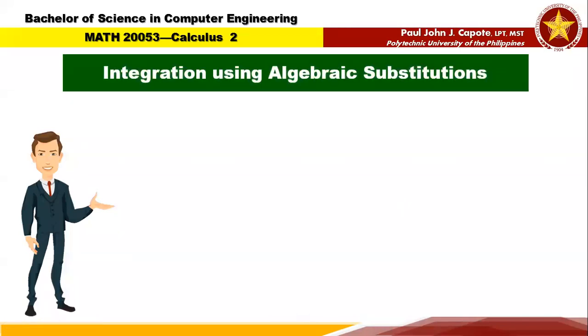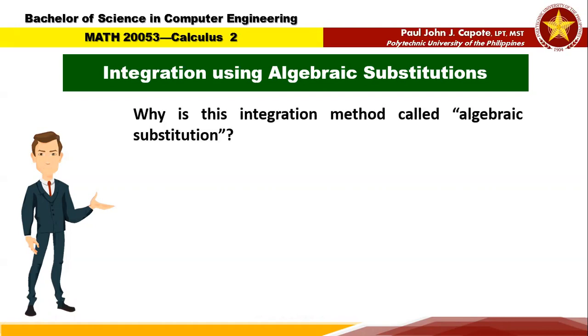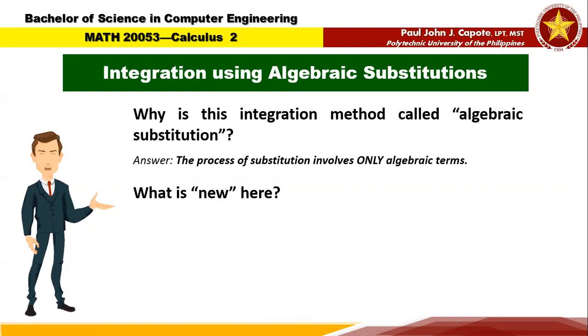Now let's have integration using algebraic substitutions. So why is this integration method called algebraic substitution? It's because the process of substitution involves only algebraic terms. And what is new with these algebraic substitutions? We will be dealing with irrational integrands.